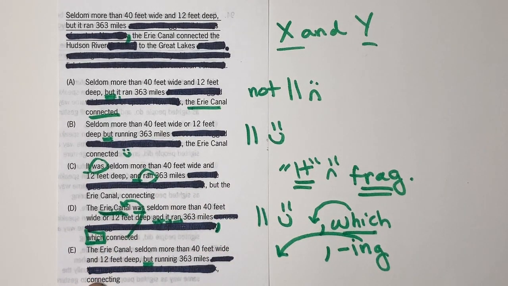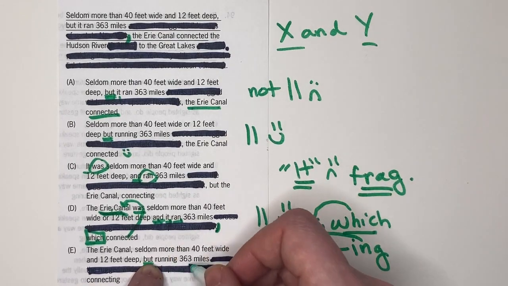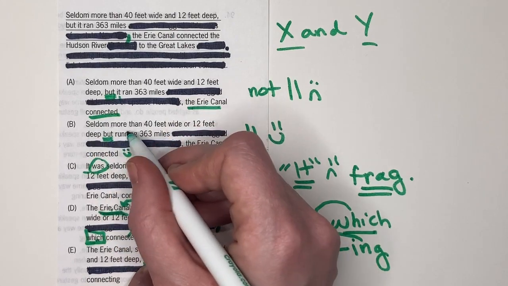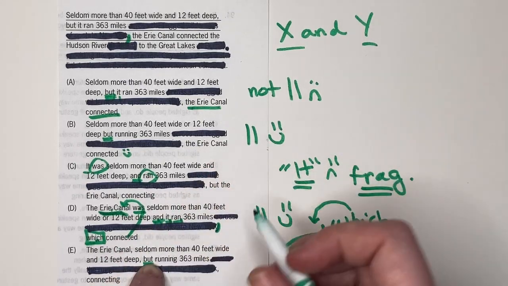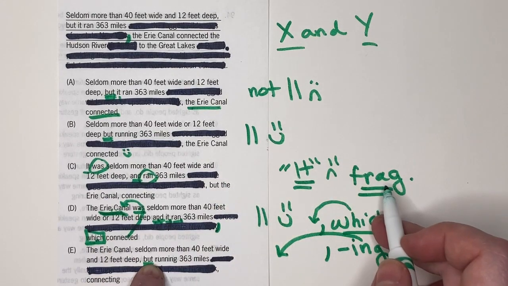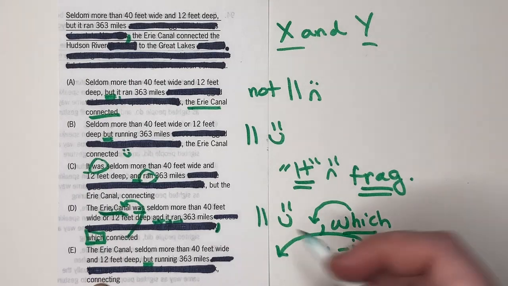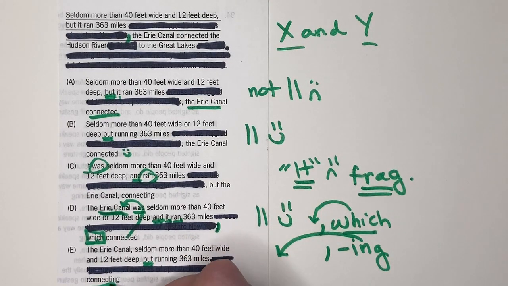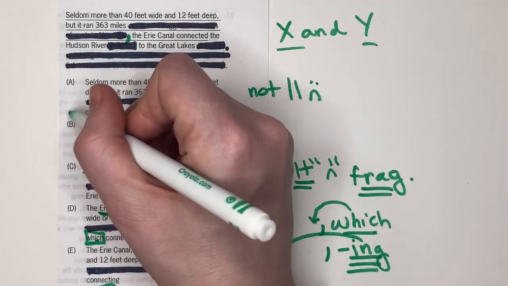And finally, let's take a look at E. The Erie Canal, seldom more than 40 feet wide and 12 feet deep, comma, but running 363 miles. Okay, so again, this is similar in terms of the structure to B. Seldom more and running, seldom more but running. Great, two modifier structures, both describing Erie Canal. Sure, but we're running into the same problem with C, where it's a fragment. There's no predicate verb. The Erie Canal, comma, connecting the Hudson River to the Great Lakes. It's like, no, we need the Erie Canal did connect, was connecting, connected, any kind of proper conjugated verb. Connecting with a comma in front of it like this, even though it looks like a verb, is a participle modifier.